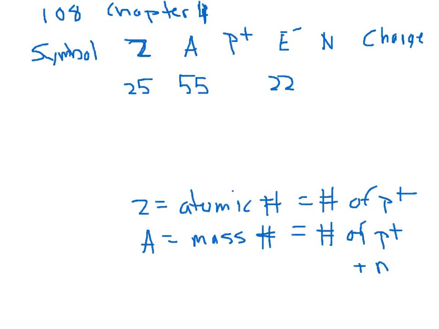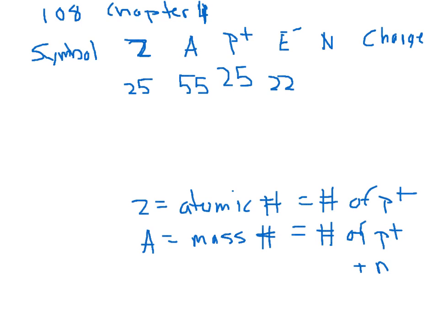Alright, so if I look at this first line here, they've told me Z. Z is the number of protons. So that means I can go ahead and fill in the proton line. It's 25. In other words, Z and protons are always identical. It really doesn't matter where else we go next. I'll just keep working my way over to the right.